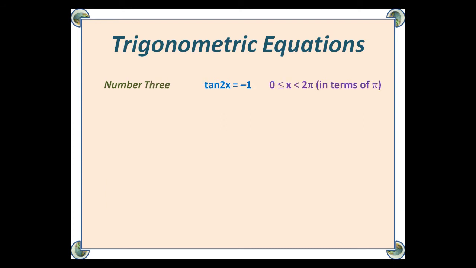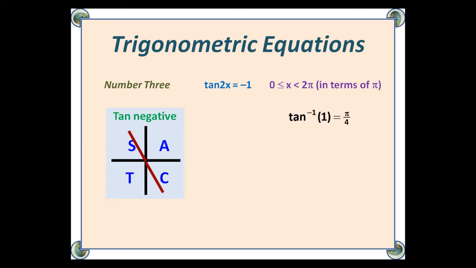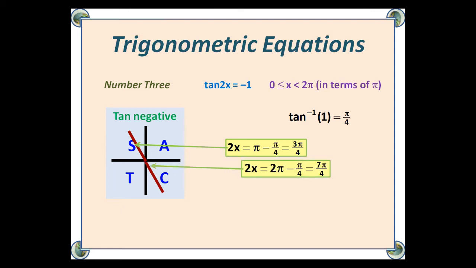Number 3, tan 2x is minus 1. This time we're looking at radians, 0 to 2 pi, and giving our answers in terms of pi. Tan is negative, so we're going to be looking at the S and C regions, because tan is positive in T and A, and we're looking at the negative. The inverse tan of positive 1 is pi over 4, which means that we have angles of pi over 4 in the S and C regions to the x-axis. So for the first angle, 2x is going to be pi minus pi over 4, which is 3/4 of pi. And the other angle will be 2x is 2 pi minus pi over 4, which is 7 pi over 4.